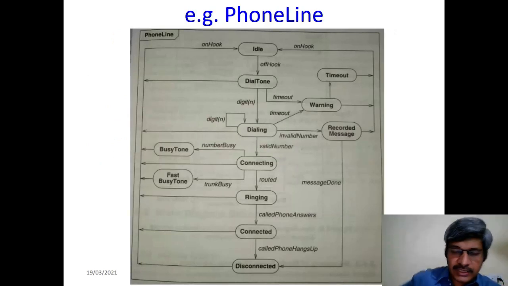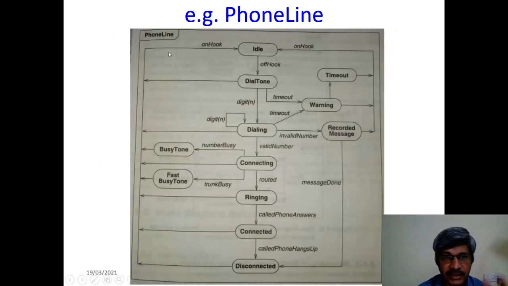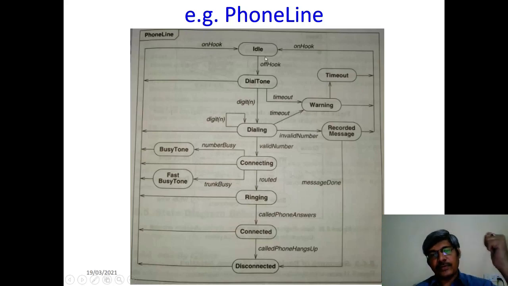So here is an example state diagram, which is for a phone line, a telephone line. You see it is a rectangle with the pentagon appearing at the top, and that's where the name exists. It has several states and several transitions. For example, in the beginning, the phone line will be in the idle state. Then if you lift the phone, the phone is off the hook. Don't think of your mobile phone, but rather think of the landline phone.